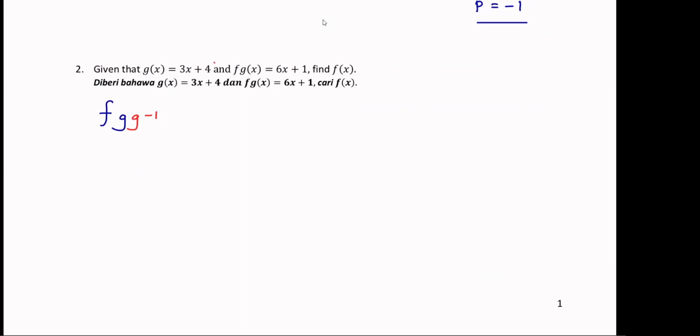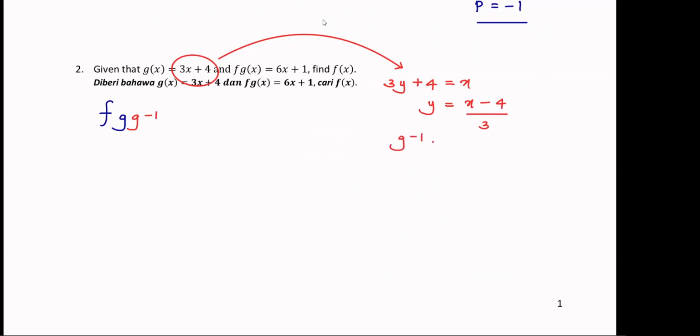So what do I do here? I'm going to take this one and find the g inverse here. You put the word let or whatever. Let y equal 3x plus 4, so 3y plus 4 equals x. So your y is... sorry, g inverse. Okay, this is your g inverse.